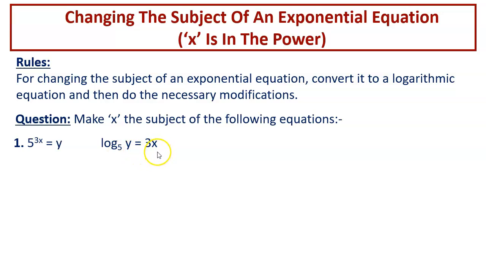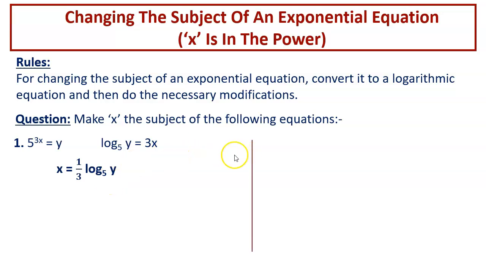And since we have to make x the subject, we will be dividing the entire equation by 3 because we are having 3x and not x. So we have to divide the entire equation by 3. And since it is just the convention to write the subject of the equation on the left-hand side of the equal to sign, we will be writing this equation in this form. X equal to 1 over 3 times log of y to the base 5.